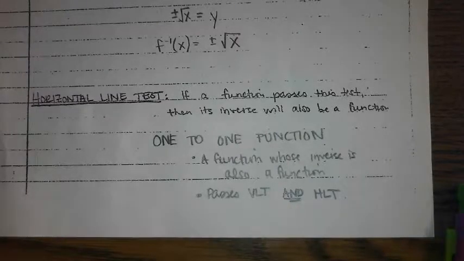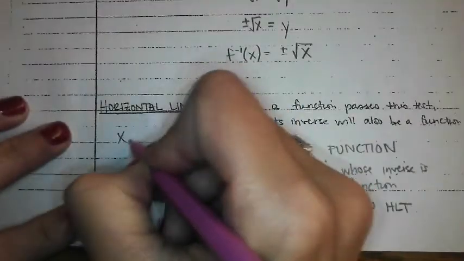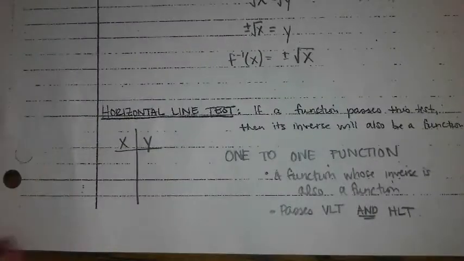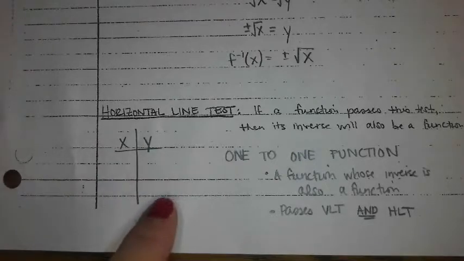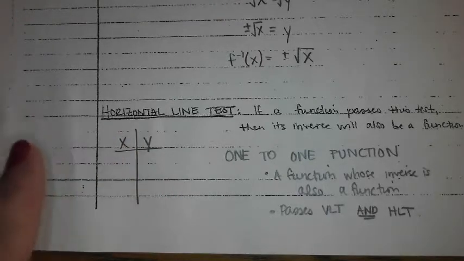So if you're looking at a table of values, what happens that would make something not a function? What do you see in a table of values that lets you know something is not a function? Right, a repeating x value with different y values. That tells you from a table that it's not a function.